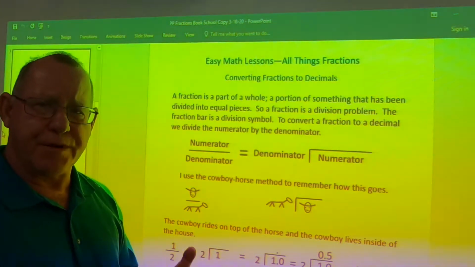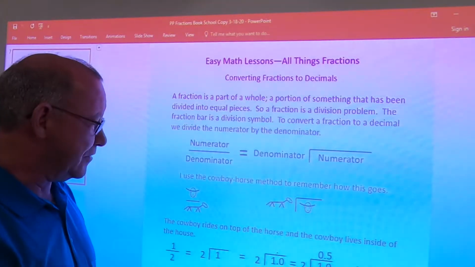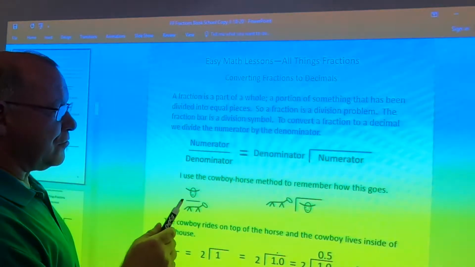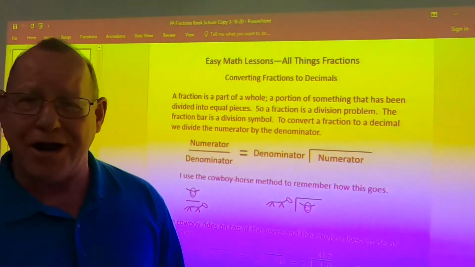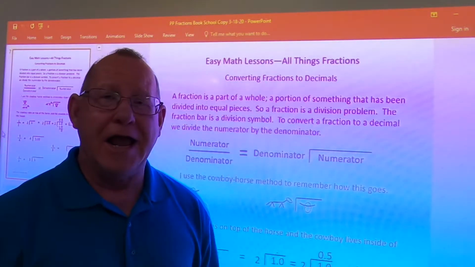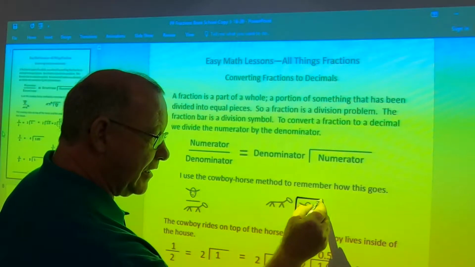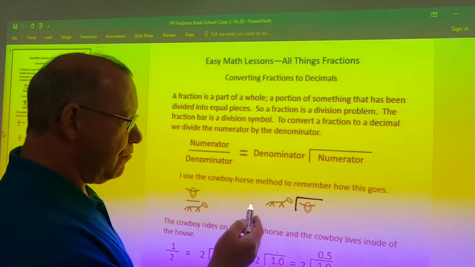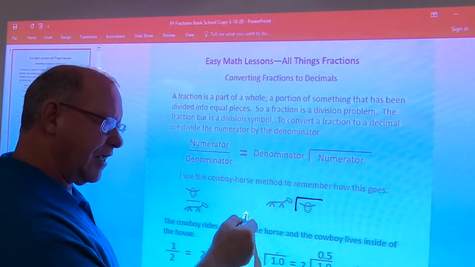Now, to help me to remember this, I have a little story. I didn't make this up. Another teacher taught this to me, but I use the cowboy horse method. So when a cowboy goes out, he has to ride on top of his horse. Then when they go home, the division box is the house. Well, when they go home, the cowboy has to go inside the house. The horse has to go outside the house.